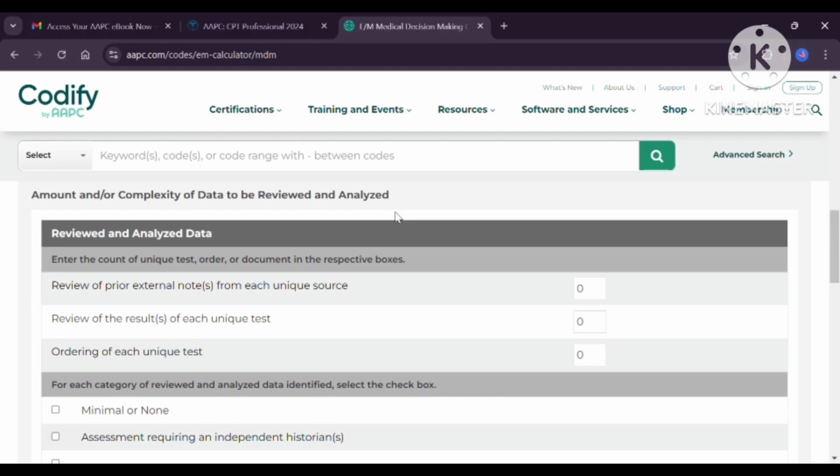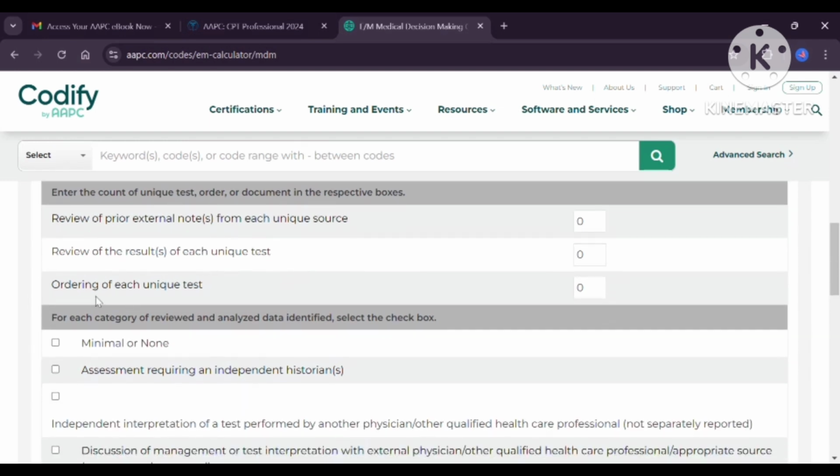Patient doesn't need any x-ray or anything like that. So I'm not doing anything. So there is no review of data, review of results from each unique test and ordering of each unique test. I'm not entering anything. But if I have to enter, I have to enter it based on the number of testing that is done by the doctor. I'm reviewing the test, how many tests the doctor reviewed. Based on that, I have to give the number 1, 2 like that. So now I'm not entering anything.